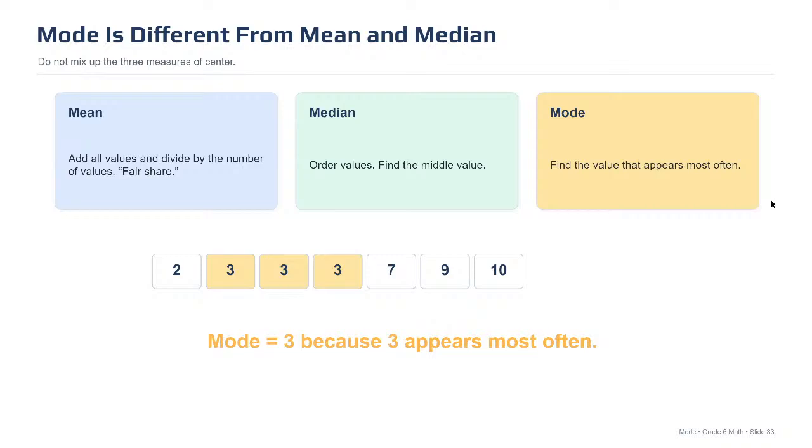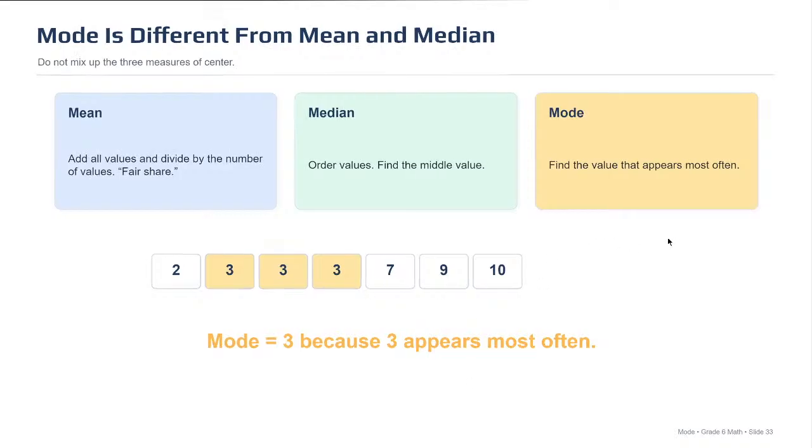Mode is different from mean and median. For the mean, you add all the values and divide by the number of values, a fair share. For the median, you order the values and find the middle value. And the mode is the value that appears most often. So here, 2, 3, 3, 3, 7, 9, 10. The mode is 3 because 3 appears most often.